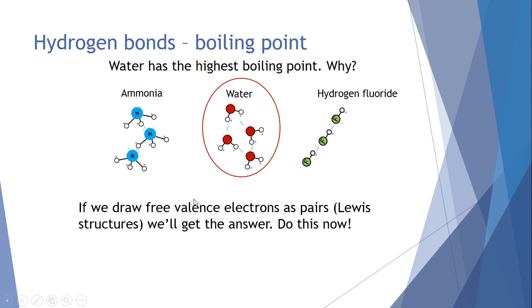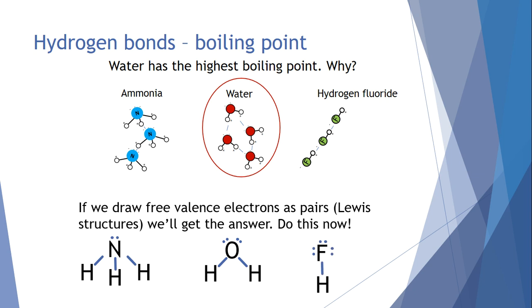we can investigate this further and draw free valence electrons as pairs. So we draw these Lewis structures and we'll get this answer. And I would like you to pause this video and draw these in your notepad and see if you get these right. So I want you to draw these molecules with bonds as lines and where you show the free electron pairs. So pause the video and do that now. And I'll get on with this. So you will hopefully have gotten something like this, if you know your Lewis structures.